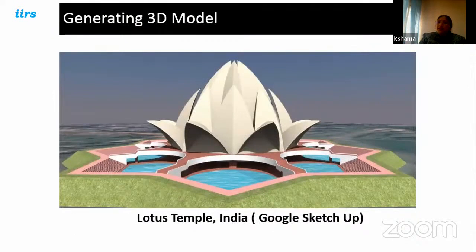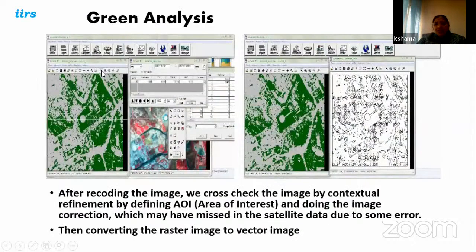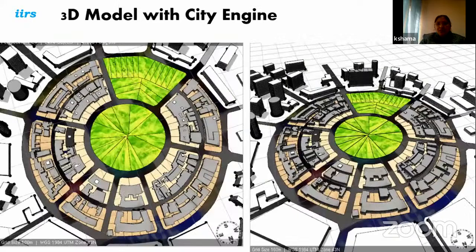Now, some of the complex structures are sometimes very difficult to create because they have a lot of complexity, but your terrestrial laser scanner or close range photogrammetry can be utilized for those complex structures also. Like this is in Google SketchUp, a model of Lotus Temple has been built, and this has been utilized. Like the surrounding prohibited zone and regulated zone, it has been used to see how much is the percentage of green. So this kind of analysis is also possible, and what kind of development is taking place.